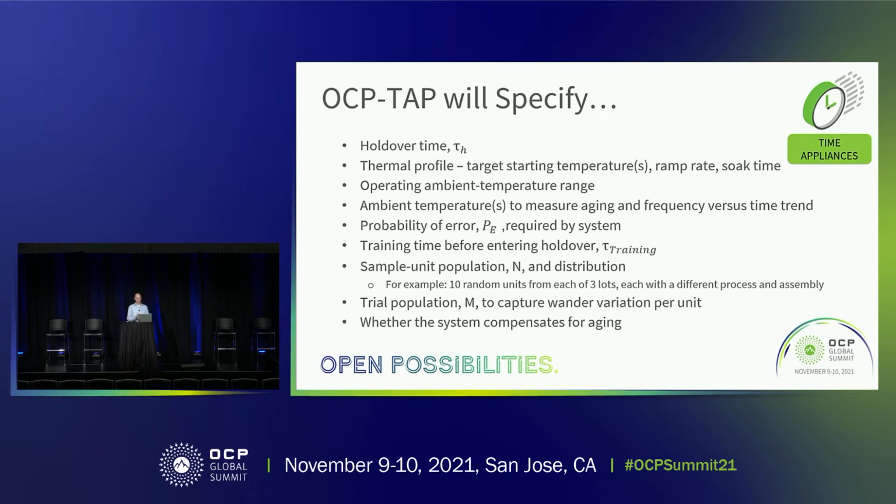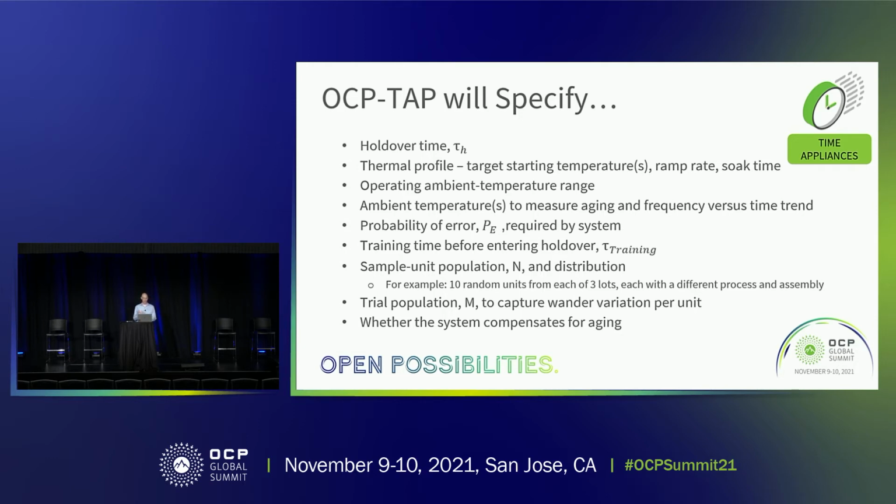So the standard will, of course, specify the holdover time, the maximum time error during holdover. So that means that we need to specify the actual holdover time. We also need to specify the thermal profile that the oscillator will experience. And this will mean that we need to dictate the starting temperature, the ramp rate, which is how fast the temperature changes over time, and then the soak time, which is how long the temperature sits fixed for a certain amount of time. And then we have the operating ambient temperature range.